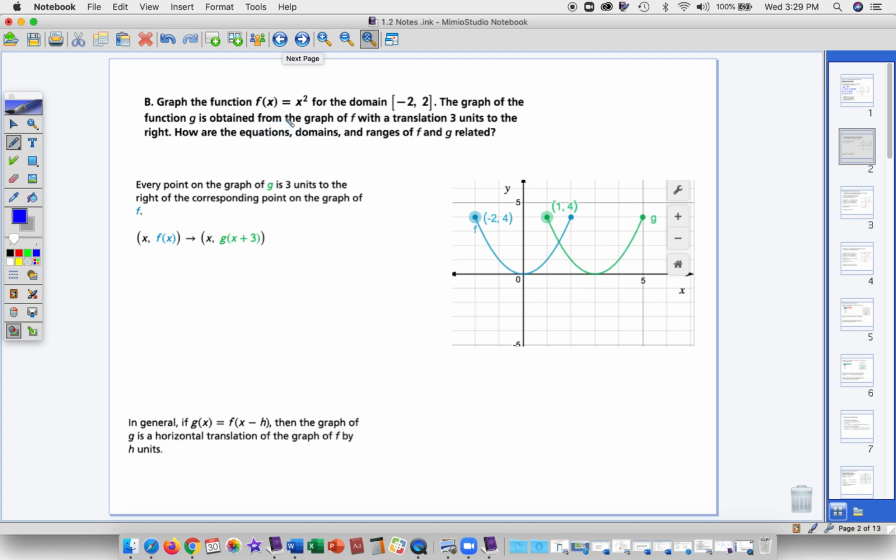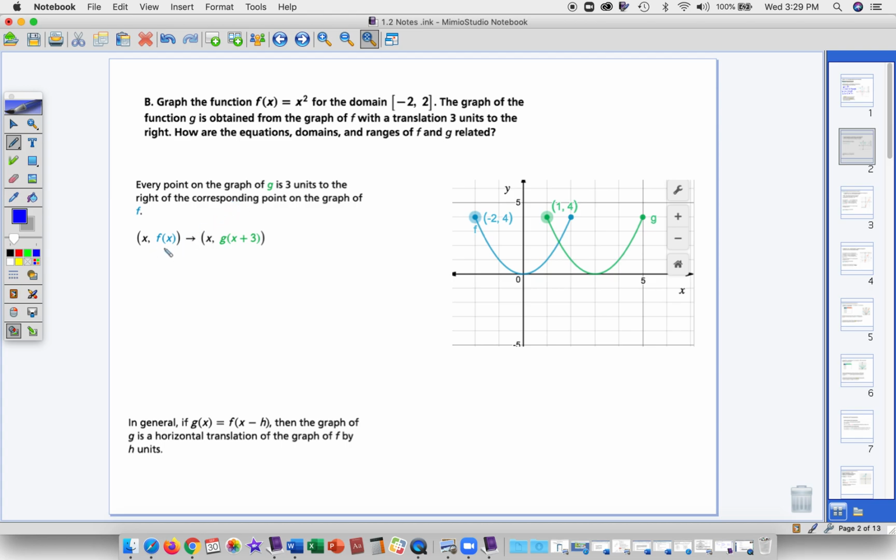Okay, so here we have the graph of f of x equal to x squared, and again, same restriction, -2 to 2. So the graph of g is obtained from the graph of f with the translation of 3 units to the right. So how are the equations, domains, and ranges related? Again, here's our original x squared graph. Here's the graph of g in green. You can see how that vertex went from the origin to the point (3, 0). So every point on the graph of g is 3 to the right.